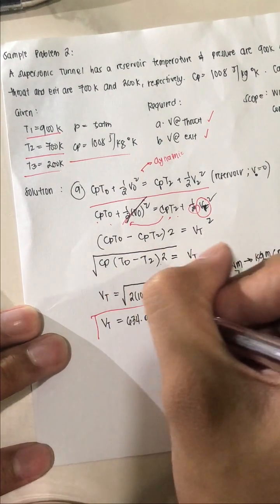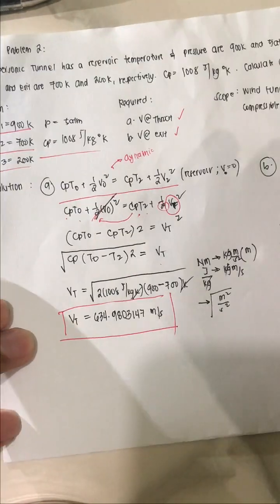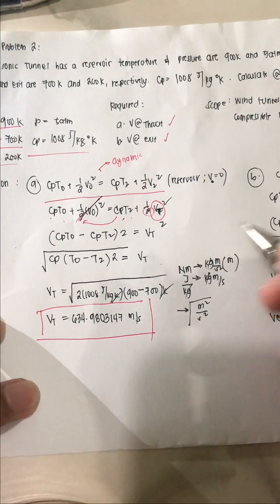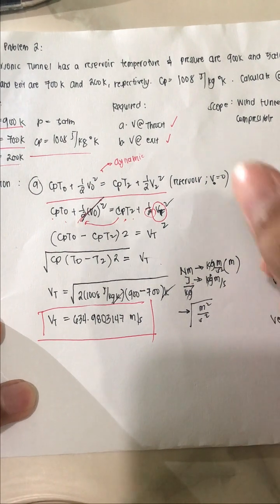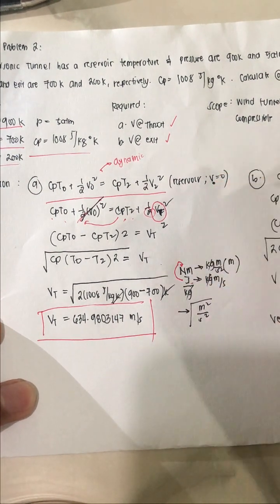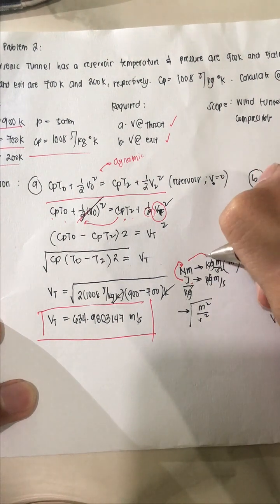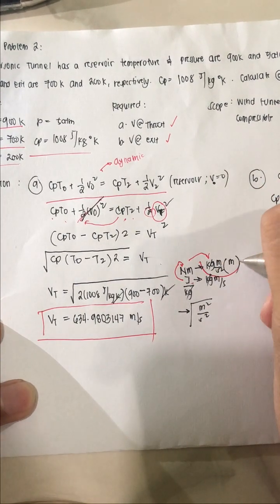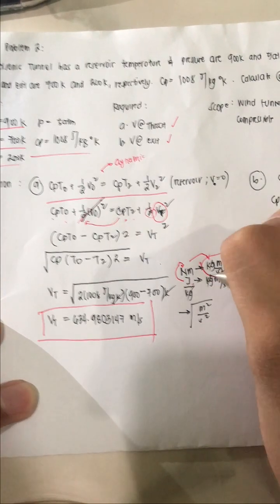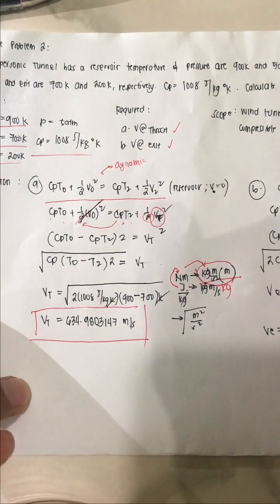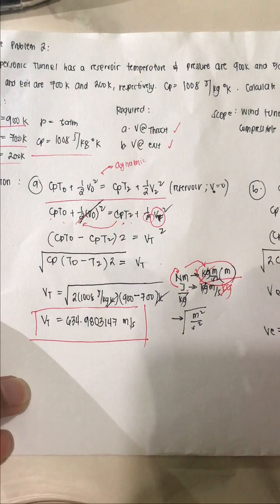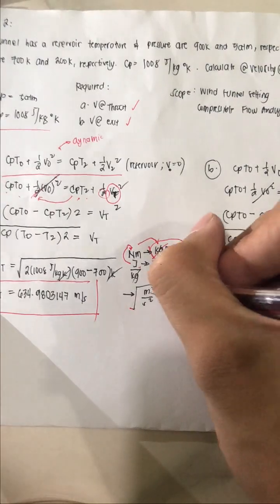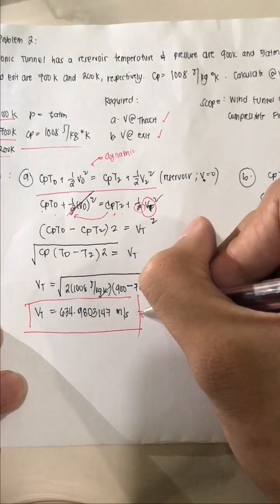634.9803147 meters per second. Now let us go to the unit analysis, the dimensional analysis. We know joules is newton meter. Newton meter is kilogram meter squared per second squared. Having this equation in the numerator over kilogram, the kilogram cancels. That leaves meter squared over second squared. Since we take the square root, the square cancels. What remains is meter per second.